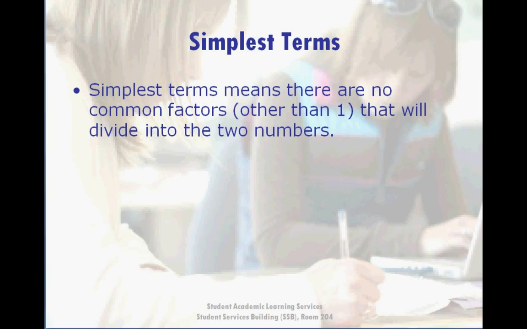Simplest terms means that there are no common factors other than one that will divide into the two numbers. It's very important when we're dealing with ratios to simplify things down to simplest terms. If you remember our fraction videos, we always reduce things to lowest terms. This is essentially the exact same thing.